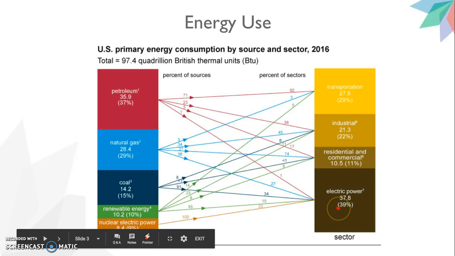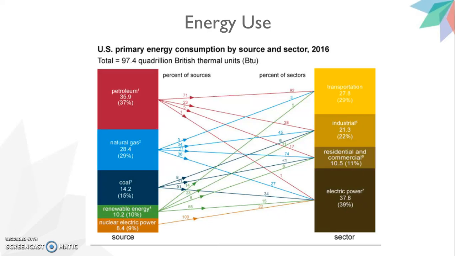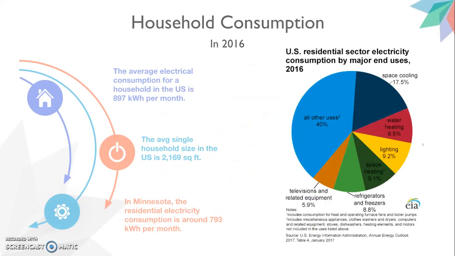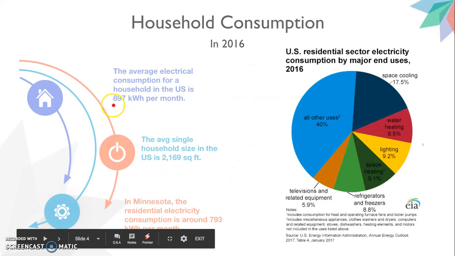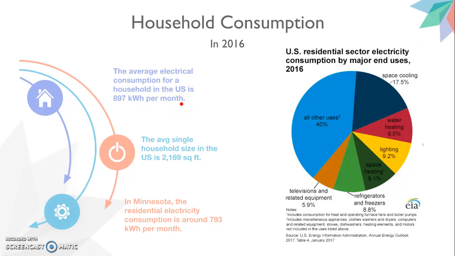I hoped by doing this project that I would understand how much electricity my apartment is using and be able to reduce that in order to reduce my carbon emissions. The average electrical consumption for a household in the US is 897 kilowatts per month. This is dependent on household size, where the household is, how many people live in the household, and various other factors. In Minnesota, the residential electric consumption is around 800 kilowatts per month. This is less than the national average because Minnesotans heat their houses with natural gas instead of electricity, which reduces the electrical consumption.